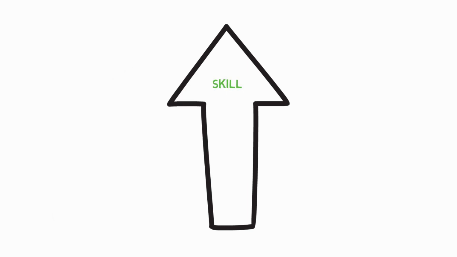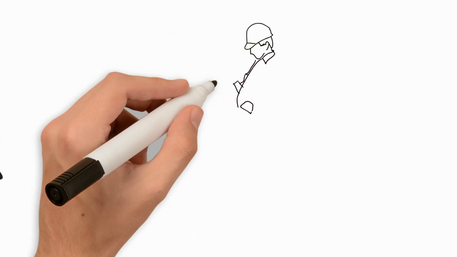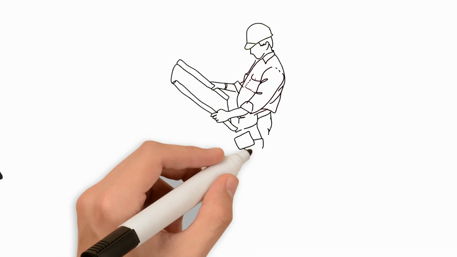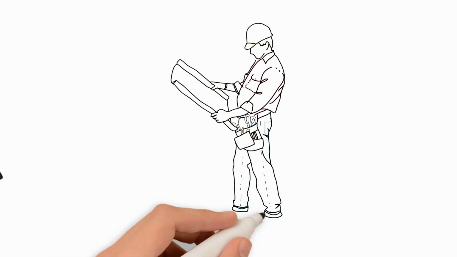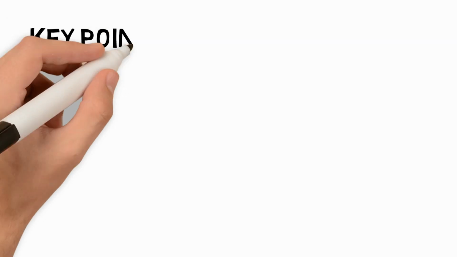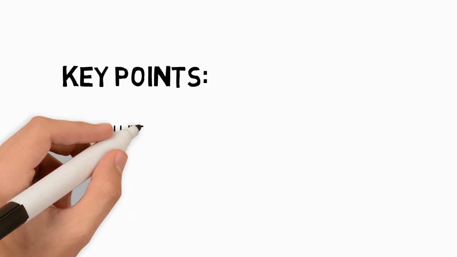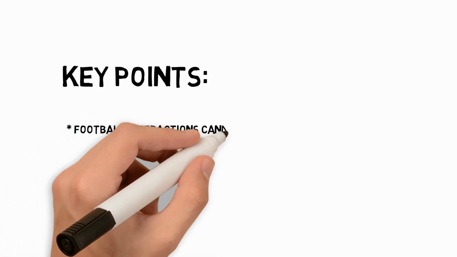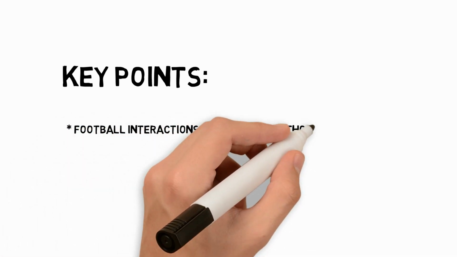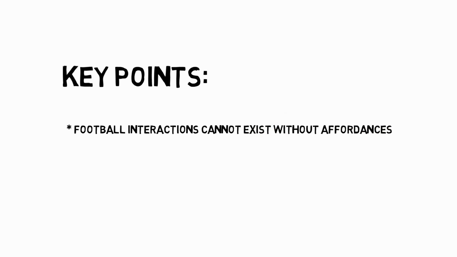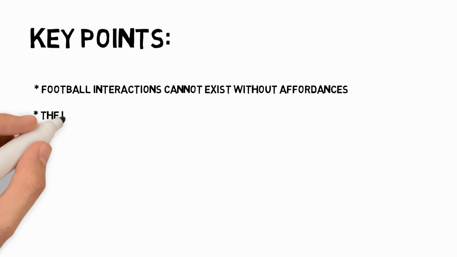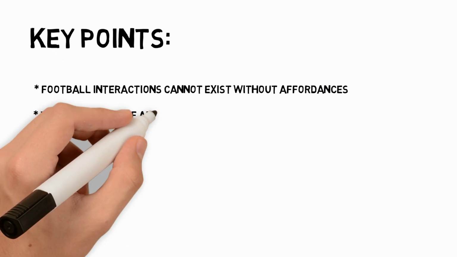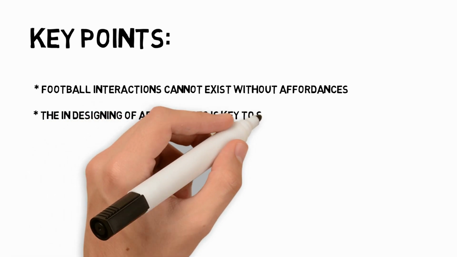Ultimately, understanding that football interactions cannot exist without affordances is an important concept for coaches and the way to make more complete learning environments. As our players become more attuned to affordances available to them in the environment, their ability to use football interactions, what is generally referred to as skill, increases. Because with increased perception comes increased action capability.